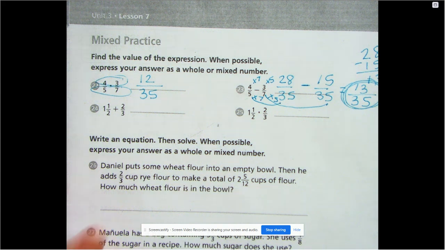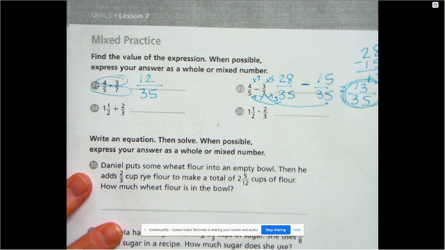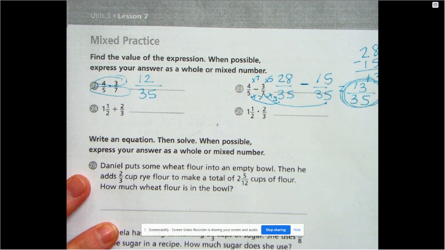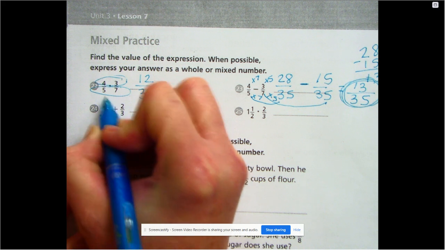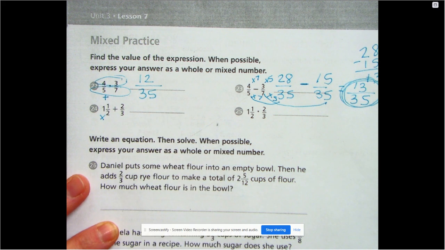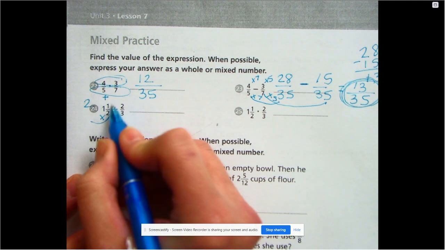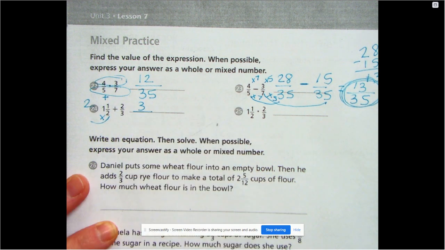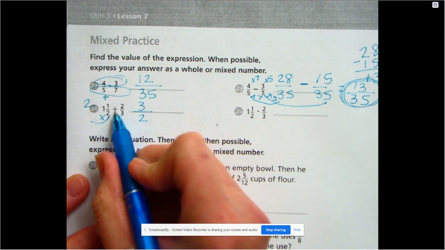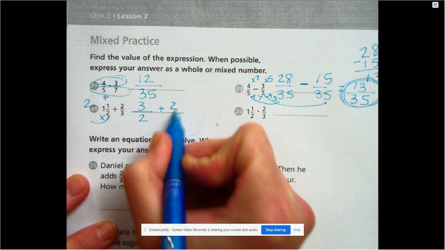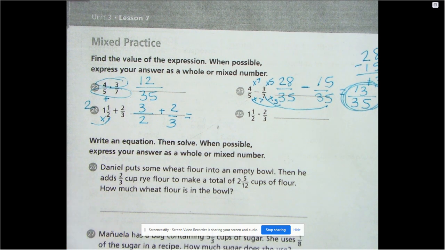So again, when I see this mixed number, the first thing I need to do is change it into an improper fraction. You already know how to do that. So I'm going to put my multiplication sign and my addition sign. 2 times 1 is 2. 2 plus 1 is 3. And that denominator, remember, stays the same. I'm going to bring over the 2/3. And here is my new problem.